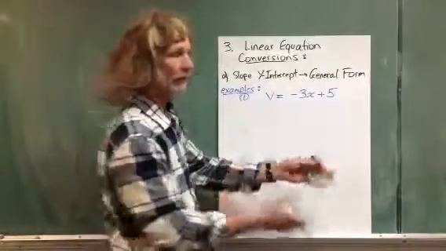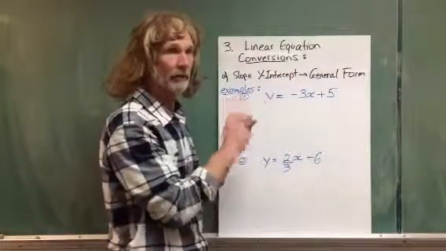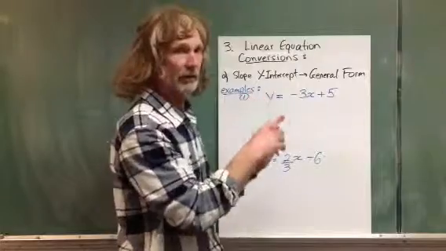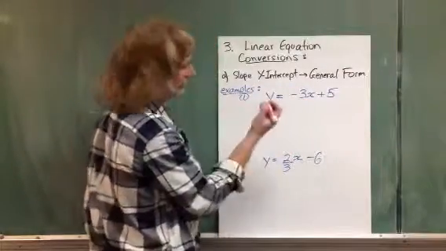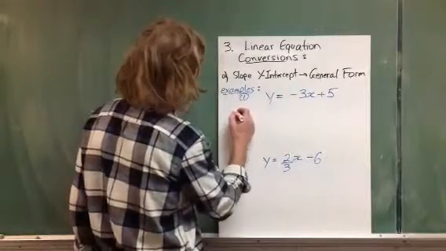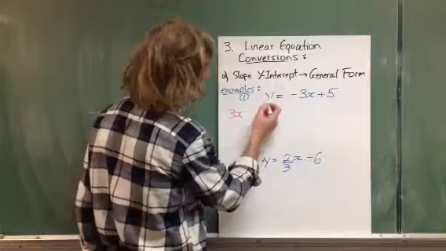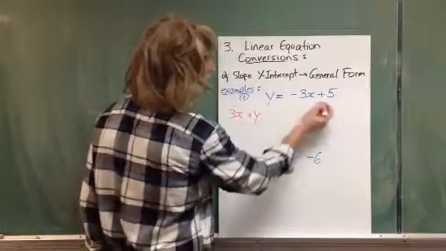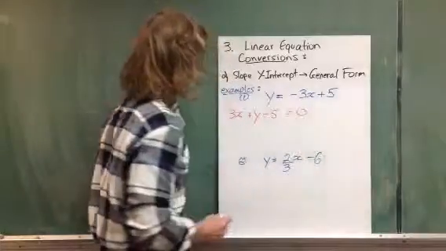Now, I know in general form I need all my terms to the left side of the equal sign, all of them in order of x and y, then the constant equals 0. So I'm going to bring this all the way across to this side because it changes sides. I'm going to change signs. So that'll be positive 3x. This y is already on the left, so it's not changing. That's a positive y. This 5 will come over as negative 5 equals 0.